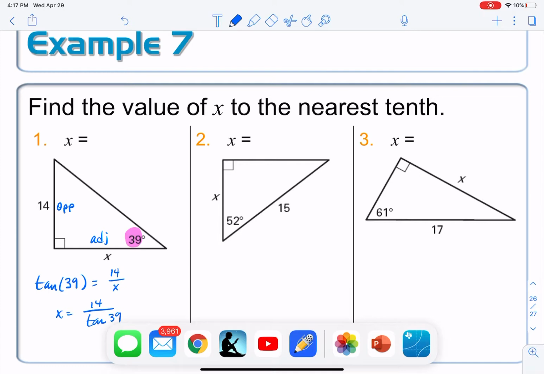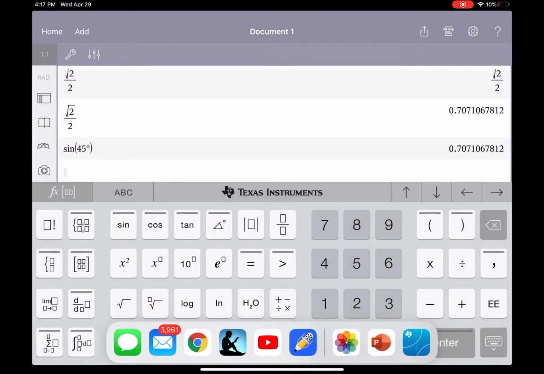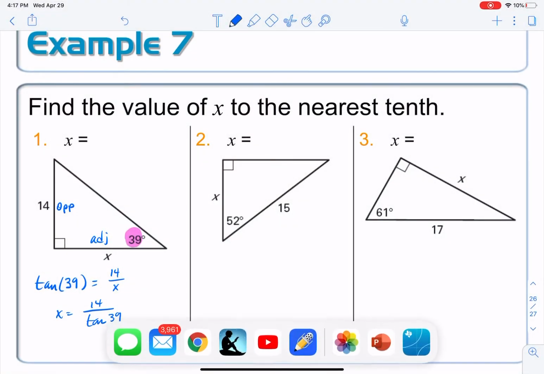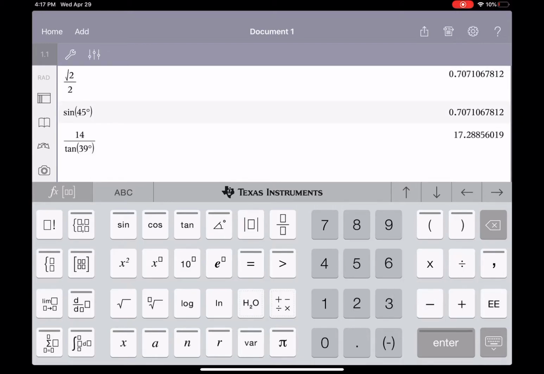Calculator time. It says nearest tenth. What was I typing in here? 14 divided by the tangent of 39 degrees to get about 17.3 when I round it.